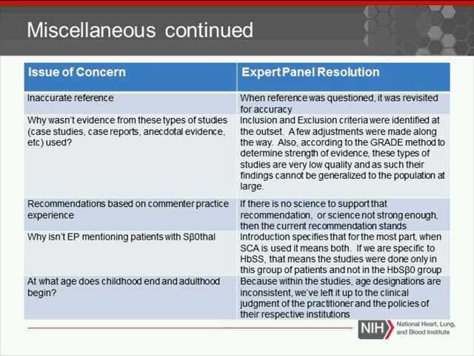So you asked, why weren't evidence from other types of studies included? Many people would hand us studies, and we looked at the studies suggested by those of you who submitted references with your comments. We have to say, our inclusion and exclusion criteria were identified at the outset, and these studies are also, within the GRADE system, considered very low quality, so their findings could not really be generalized to the population at large necessarily.